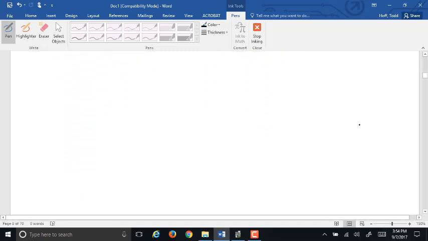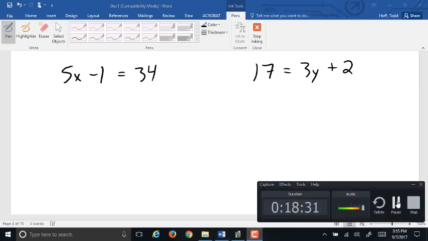I'm going to have you guys try a couple on your notes quick. 5x minus 1 equals 34. And 17 equals 3y plus 2. I'm going to try to solve those quick. We'll talk about them in just a minute.